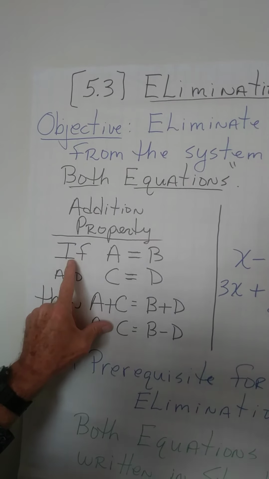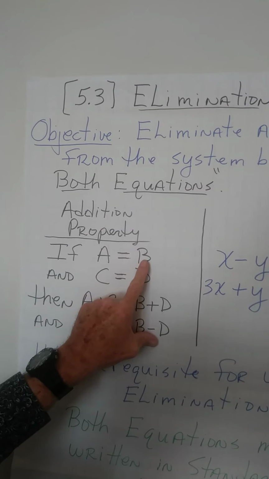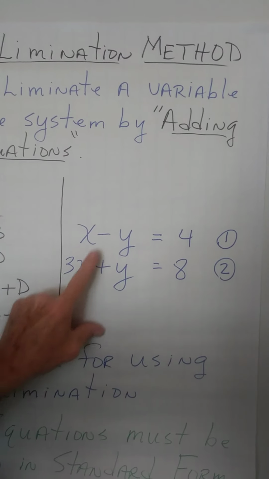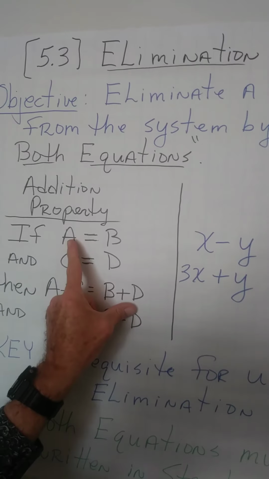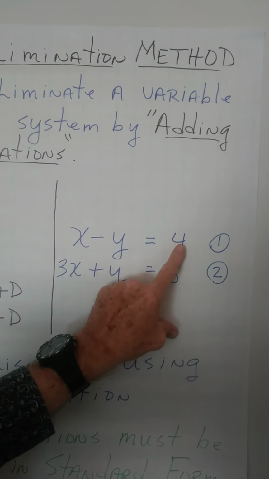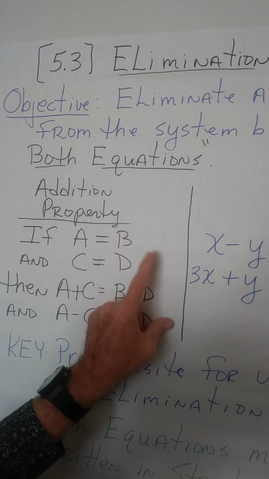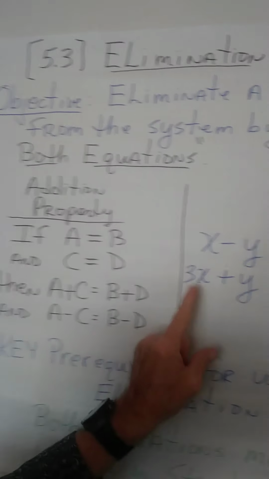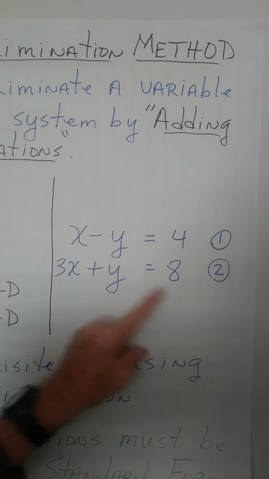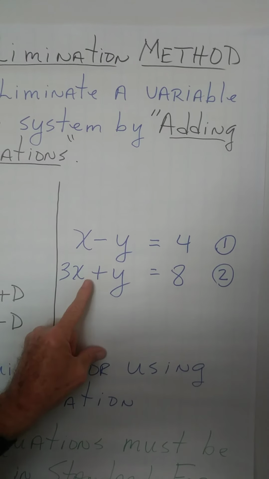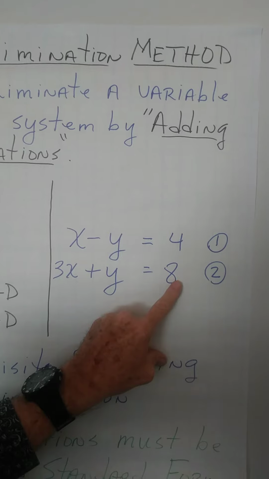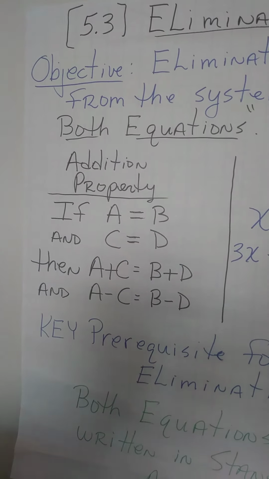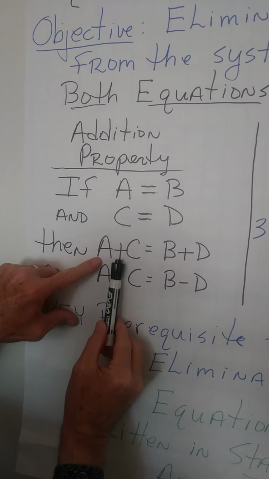The addition property says if expression A is equal to expression B, come over here. This equation number 1, your x minus y is expression A, and it's equal to 4, which is your expression B. Let's continue on. And expression C is equal to D. This expression for equation number 2 that's on the left is your C, and it's equal to 8, which is your D.